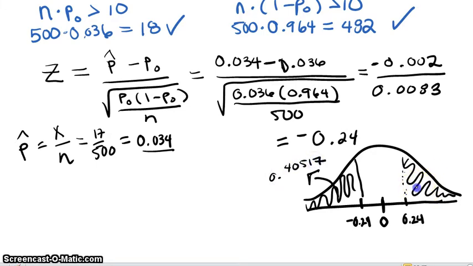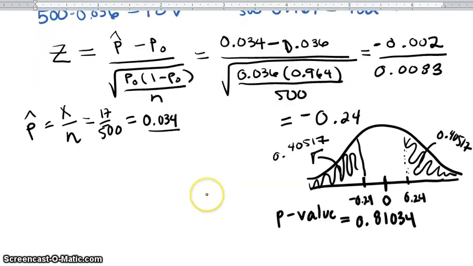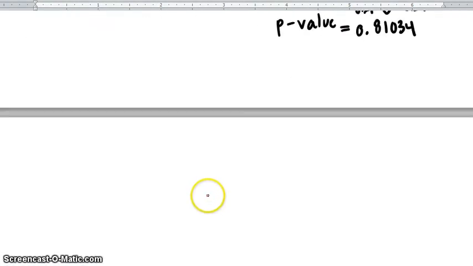So because this is a symmetric distribution, that means the area that falls above 0.24 in the positive direction is then 0.40517 as well. So our p-value is the addition of these two. So the p-value, the total area that is more extreme than our test statistic, will be equal to 0.81034. So if we want to make our conclusion, then our p-value was quite large.